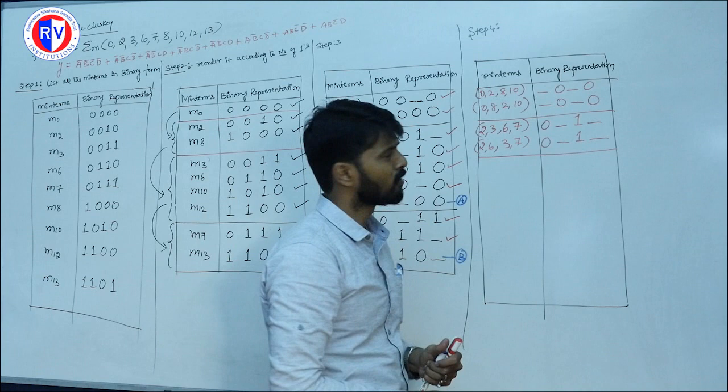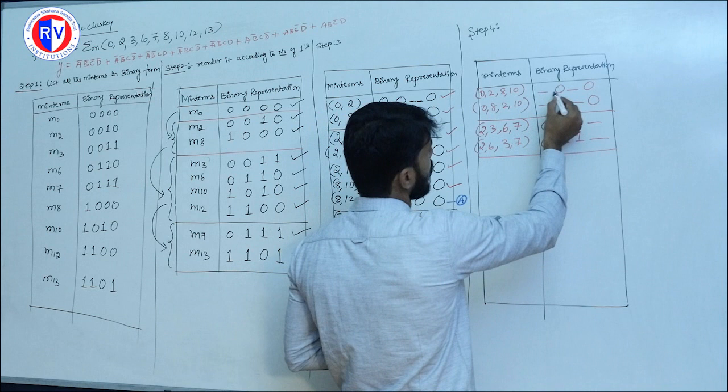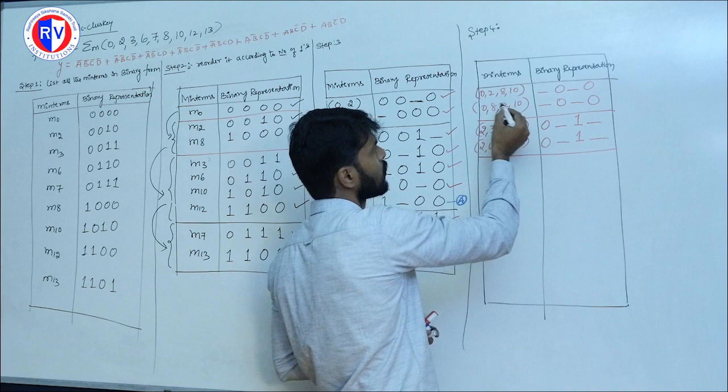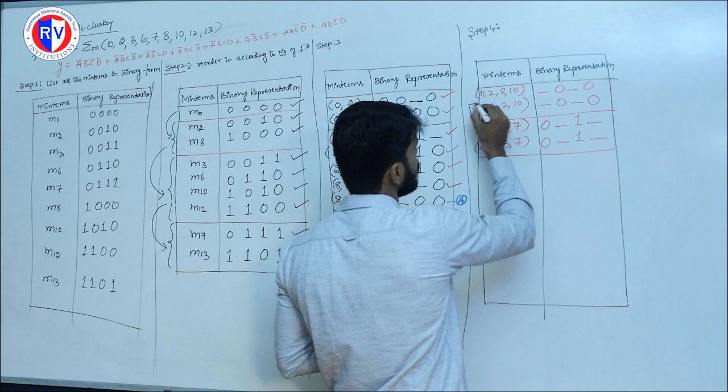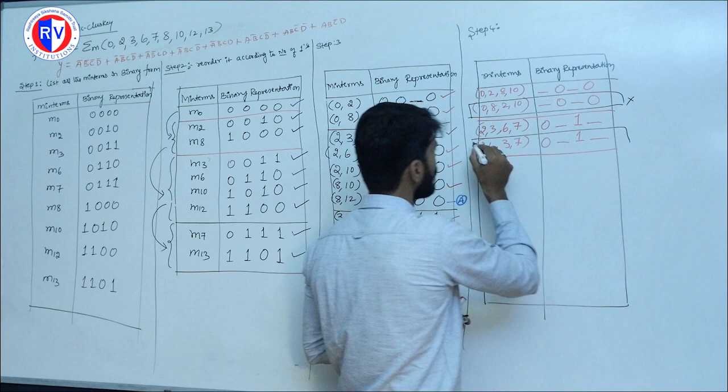See here, 0 dash 0 dash 0 dash 0 dash 0. Both are the same, and both have 0 to 8, 10, 0 to 8, 10. So that's why we have a provision to discard any one of them. So I will discard this, because the same term is no need to use twice.